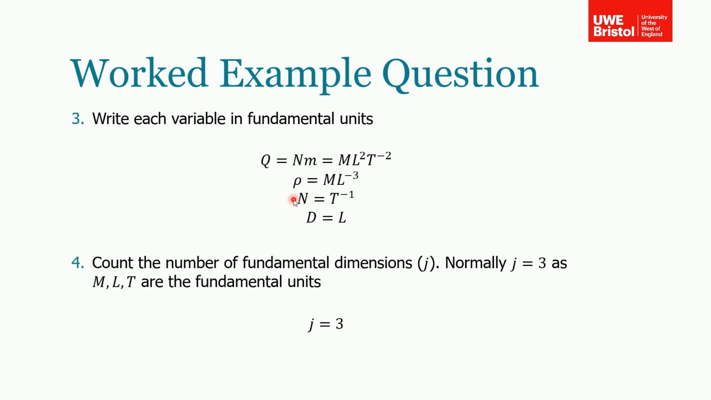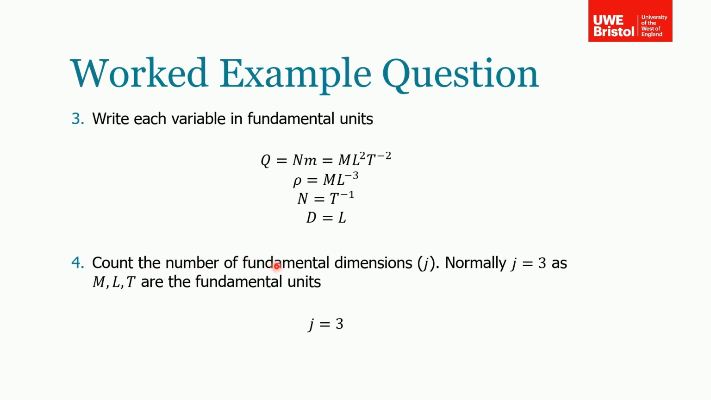Then we need to write each variable in its fundamental units. Torque is Newton meters, and if we write newtons as mass times acceleration, and substitute in mass, length, and time, we find that torque is mass times length squared divided by time squared. Density is mass over volume, or mass over length cubed. Now rotation speed, if we think about it, is RPM, revs per minute or revs per second, so it's 1 over time, and obviously the diameter is just a length scale.